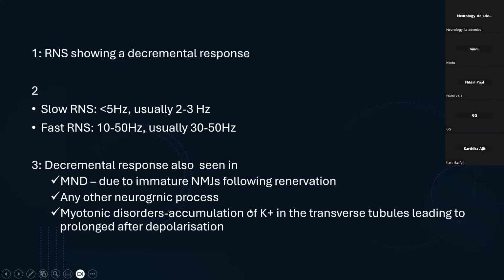And the decremental response is also seen in MND due to the immature neuromuscular junctions following the reinnervation, and also in any other neurogenic process. And also in myotonic disorders, we can see these discharges. This is due to accumulation of potassium in the transverse tubules, leading to the prolonged after-depolarization.